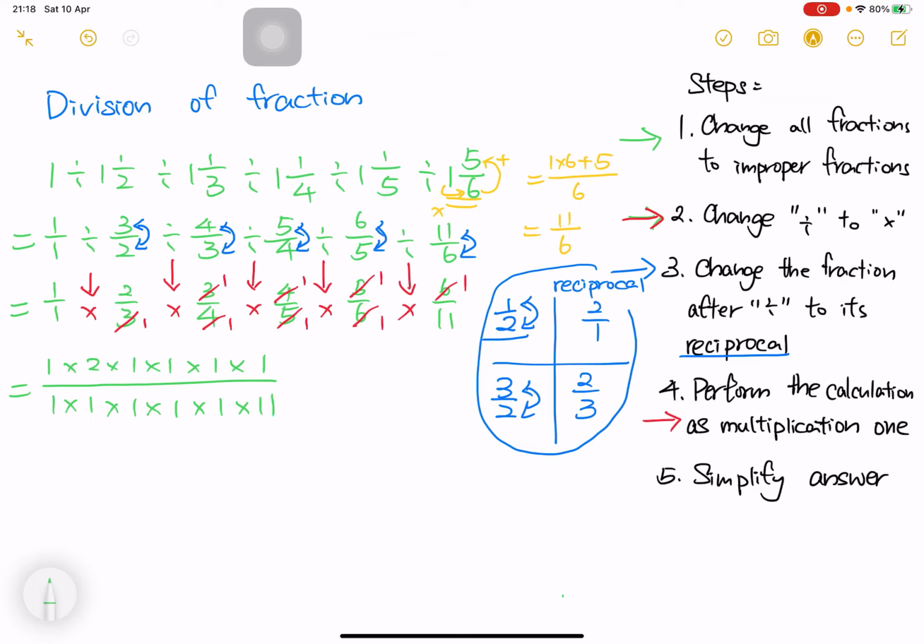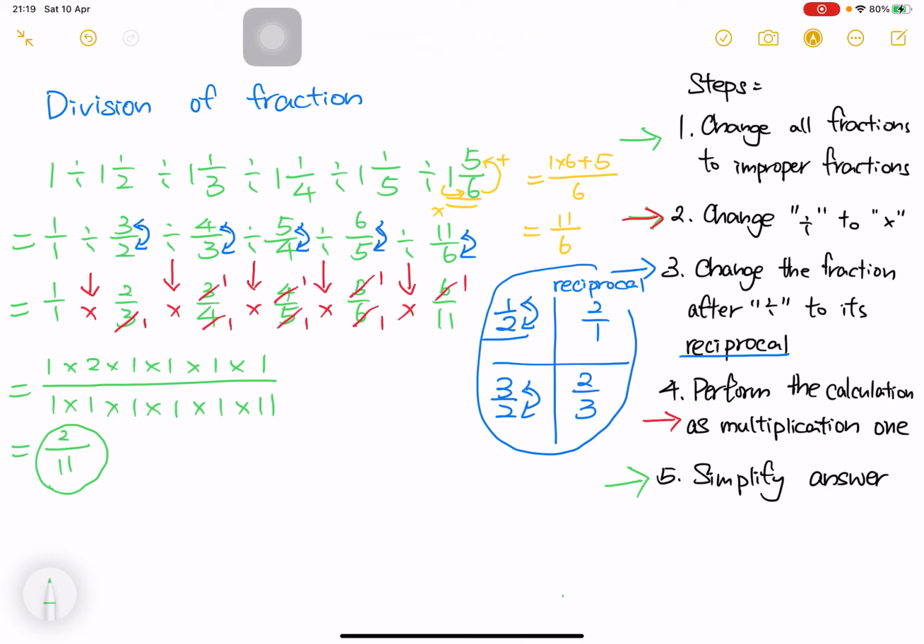So after I write back the answer, I can just do my calculations: 1 times 2 times 1 times 1 times 1 times 1, which is 2. And then 1 times 1 times 1 times 1 times 1 times 1 times 11, which is 11. So the final step is I have to simplify my answer. But this number here is already simplified, so I don't need to do anything for this question.